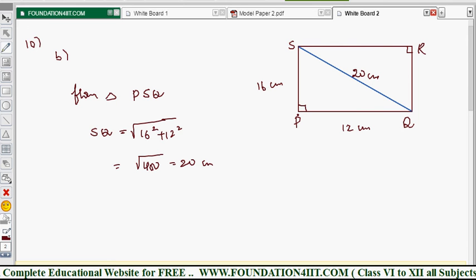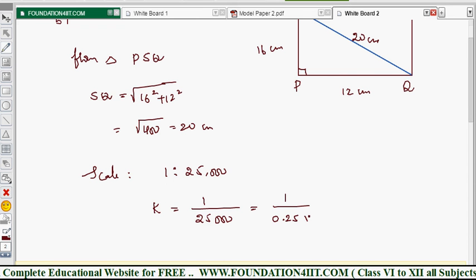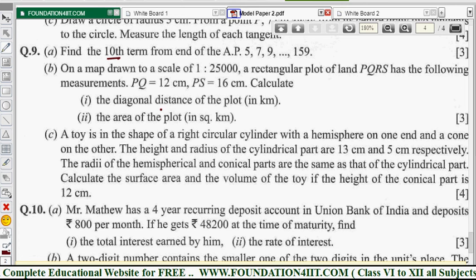Now let us take the K value. The scale is given, that is 1:25,000. Then K is equal to 1 by 25,000. You can write it in the simplest form as 0.25 into 10 to the power 5. That's the K factor. Now we need to find two things, starting with the diagonal distance of the plot in kilometers.